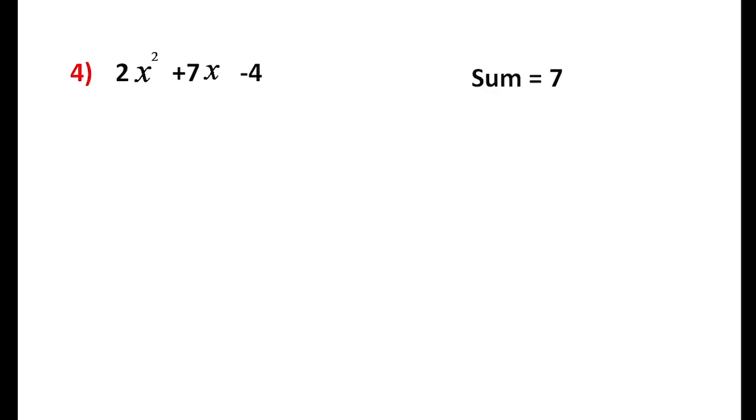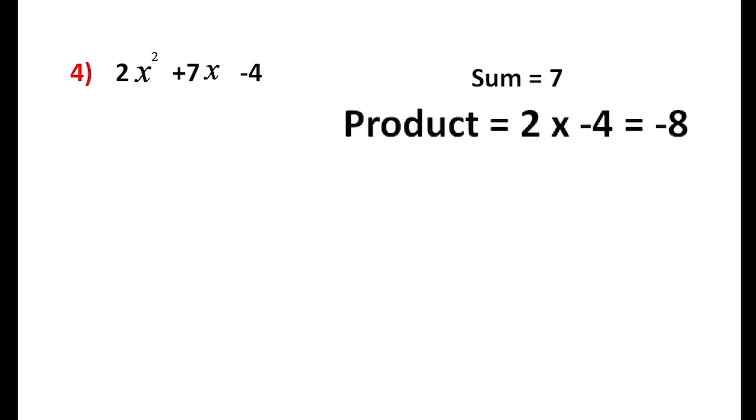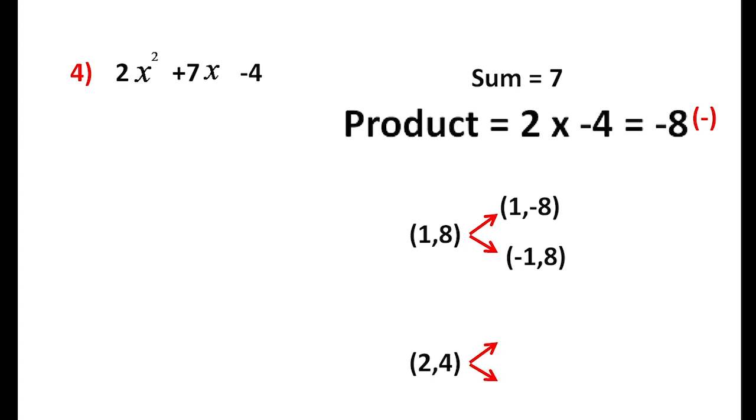Here the sum is 7 and the product is 2 into minus 4, that is minus 8. Here we have to factorize 8. We know that the factors are the first pair 1, 8 and the second pair 2, 4. Here the product is negative, so either the first one should be negative from each pair or the second one should be negative in each pair. So first pair 1 and minus 8, second pair minus 1 and 8, third pair 2 and minus 4, and the fourth pair minus 2 and 4. From these 4 pairs we have to select one pair such that the sum is 7, and the sum is positive.